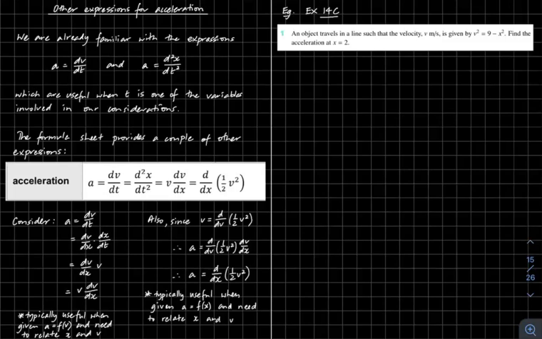Here's the first example from exercise 14c. An object travels in a line such that the velocity is given by v squared equals 9 take x squared. Find the acceleration at x equals 2. So notice in all of that question, there's nothing really related to time. So we're given velocity as a function of position or displacement, and we're asked to find acceleration at x equals 2. So we don't even really need to know anything about time. We don't need to know at what time it reaches this point, at what time is its velocity any sort of value and so on.